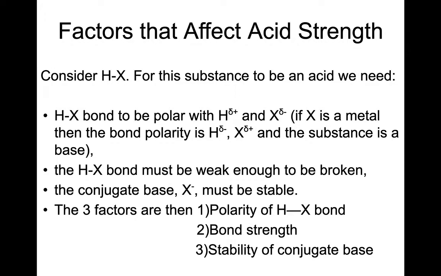So let's think of just a general acid, an anion bonded to a single H. Now, for this substance to be an acid, this bond has to be polar with the partial positive on the H and the partial negative on the X. If it's the other way around, if X is a metal and it takes the partial positive charge, then the substance is going to be a base. So we need a polar bond, and specifically polar in a way that the hydrogen takes the partial positive charge.